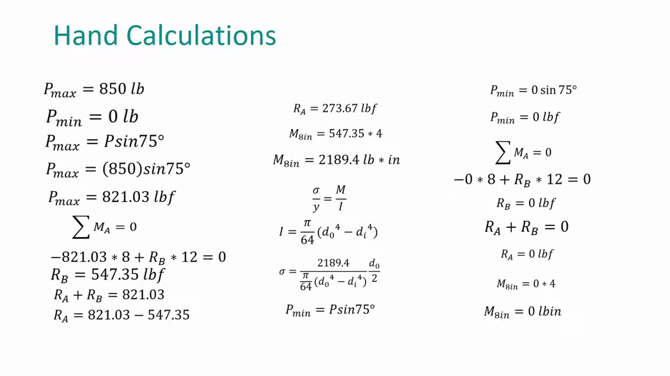547.35 pounds of force. The reaction in point A then is equal to 273.67 pounds of force. The maximum moment is then found to be at 8 inches away from pin A and is equal to 2189.4 pounds per inch. Moment of inertia and maximum moment are to be found.